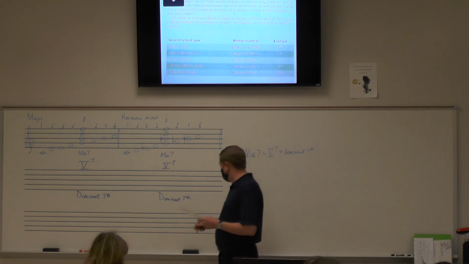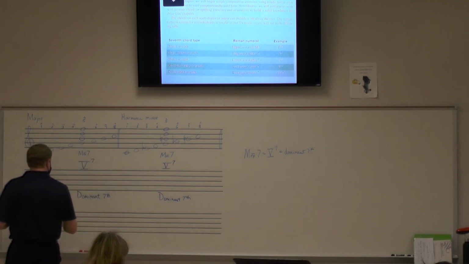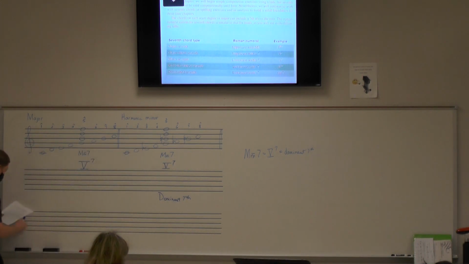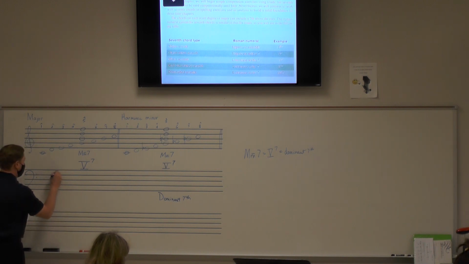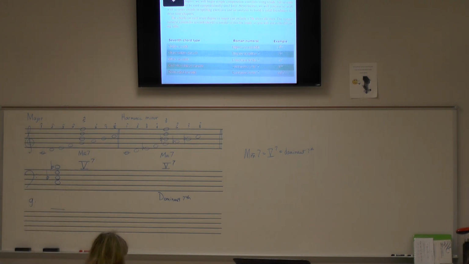Since that's true for both triads and seventh chords, what I'd like to do is start going through a few examples of labeling seventh chord types using the correct Roman numeral, and then also spelling seventh chord types based on the given Roman numeral. So let's say, for instance, we have a seventh chord that looks like this, and I'm telling you it's in the key of G minor.